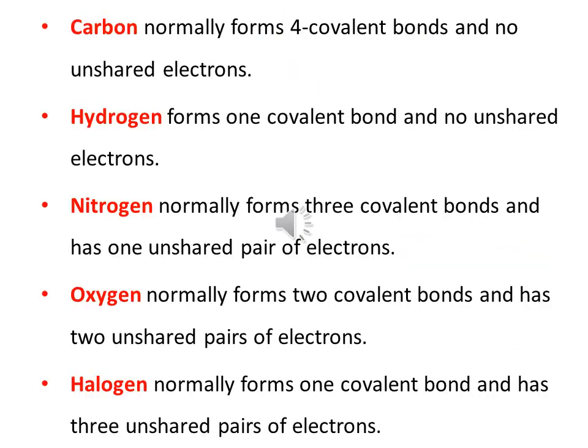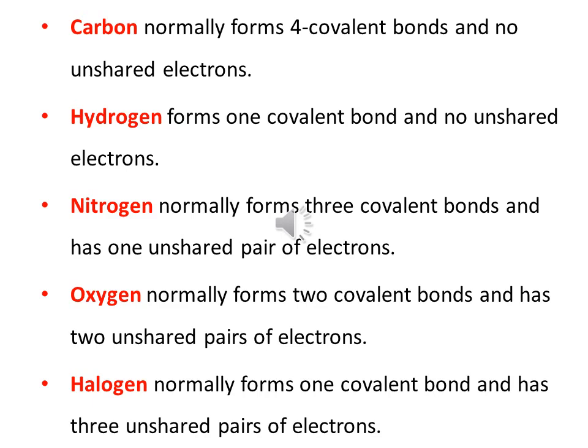My dear students, this slide is the most important slide that you should learn by heart. Always remember, never forget it, that carbon forms four covalent bonds. When carbon makes four covalent bonds, its valency is fully satisfied and it has no unshared electrons. Hydrogen always forms one covalent bond and it has no unshared electrons. Nitrogen forms three covalent bonds and has one unshared pair of electrons. When nitrogen forms four covalent bonds, it gets one positive charge.